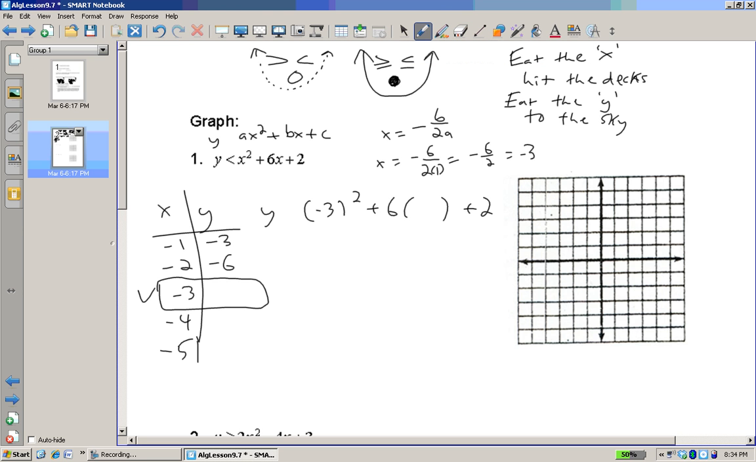And we're going to plug in negative 3. Negative 3 times negative 3 is positive 9. 6 times negative 3, negative 18. 9 plus negative 18 is negative 9, plus 2 is negative 7.